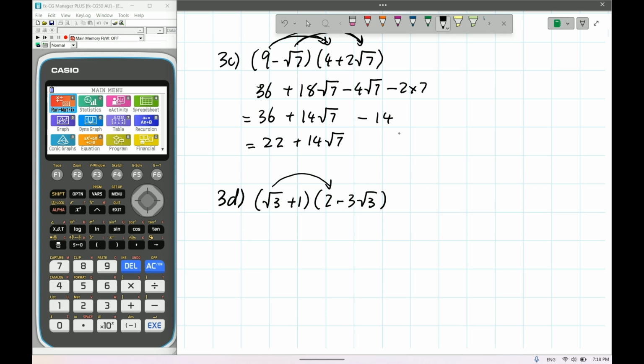The square root 3 times the 2, that'll make 2 square root 3. Those two will times together. So this will become negative, well, the square root 3 and the square root 3 will make 3. 3 and 3 is 9, so minus 9. 1 times 2 is 2, and 1 times that is just negative 3 square root 3. And then we just try our best to collect like terms. So 2 square root 3 minus 3 square root 3 will make negative root 3. Minus 9 plus 2 will make a minus 7.